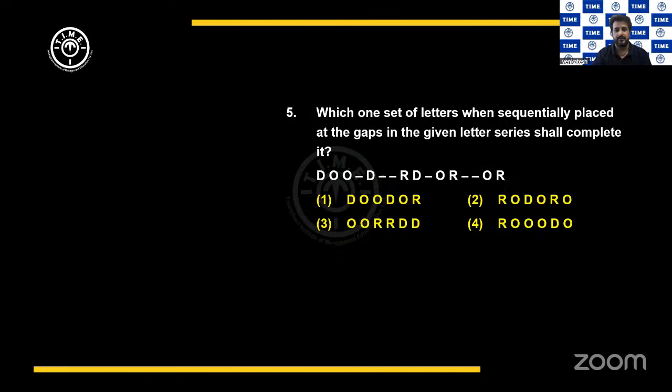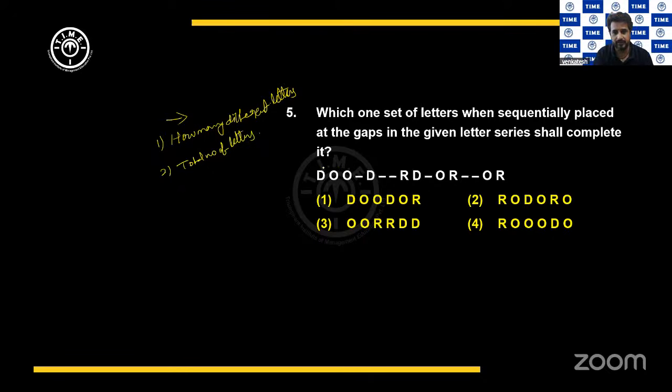Now, sequencing gaps. It means we have to find out the missing letters. When you are trying to answer these kinds of questions, what is the method of solving? The method of solving is very simple. First, you have to identify how many different letters there are. Second, the total number of letters. These two basically we have to identify.